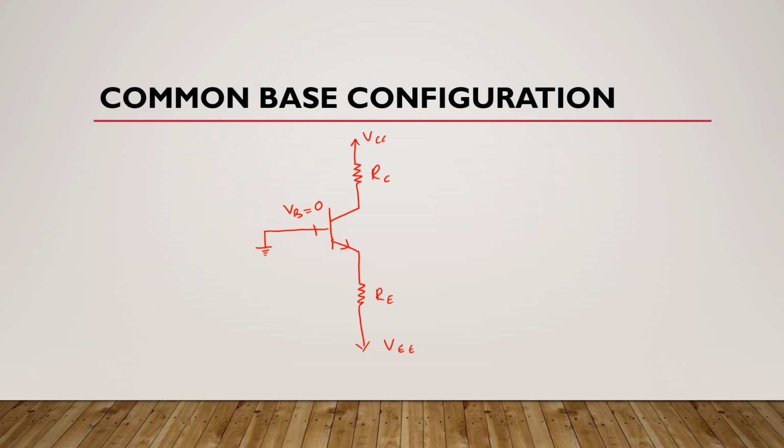Okay, now what about input and output? Here the input supply is connected here to this emitter and the output voltage will be here. It means in case of common base configuration, emitter and collector terminals are used to take the input and output respectively.